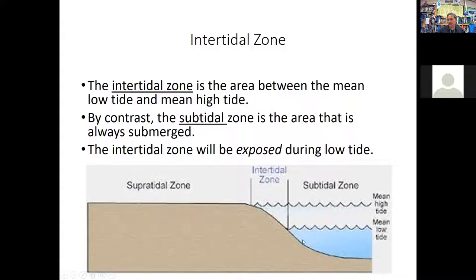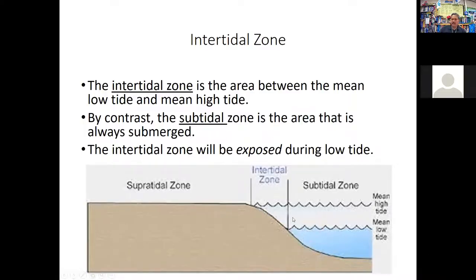Subtidal zone is below the low tide and has a different mix of organisms. We'll take a look at that when we cover the estuaries, and we'll see that the salt marshes and the mangroves are found in the subtidal zone.